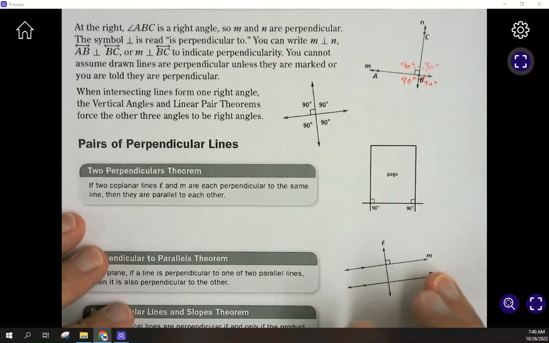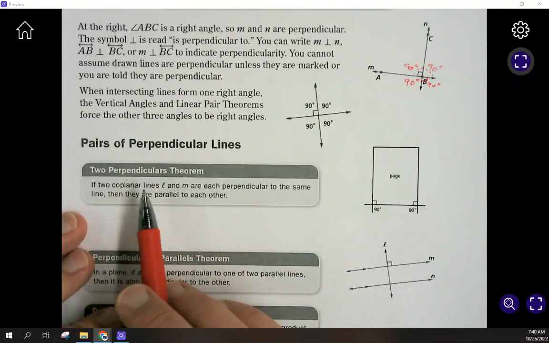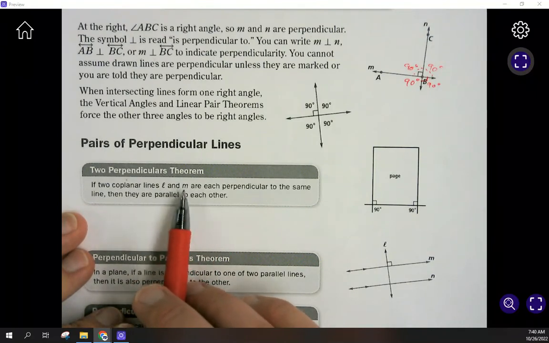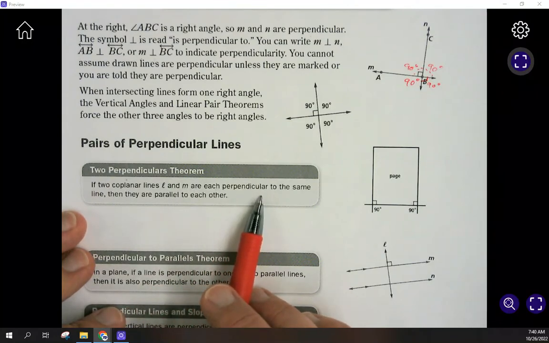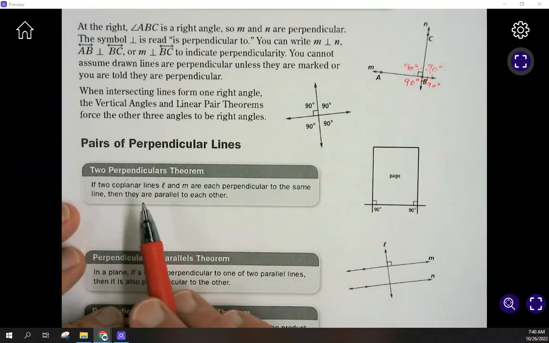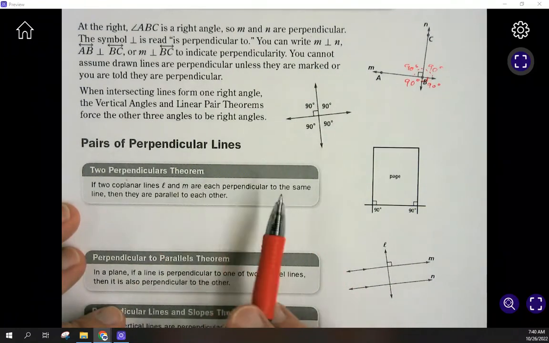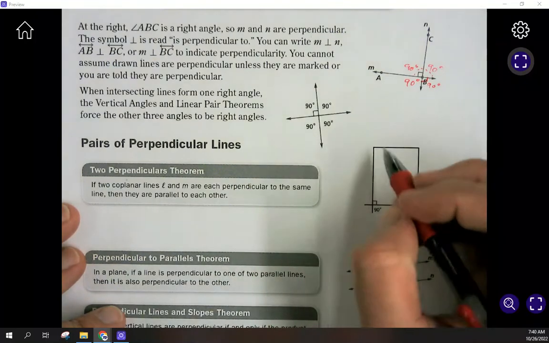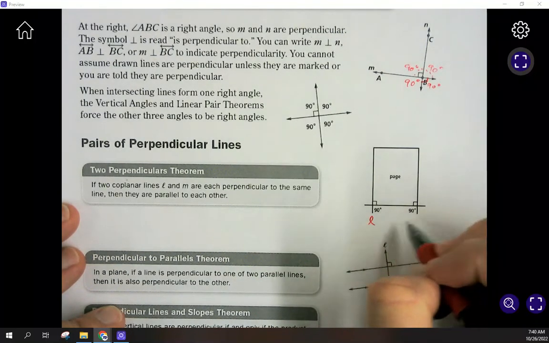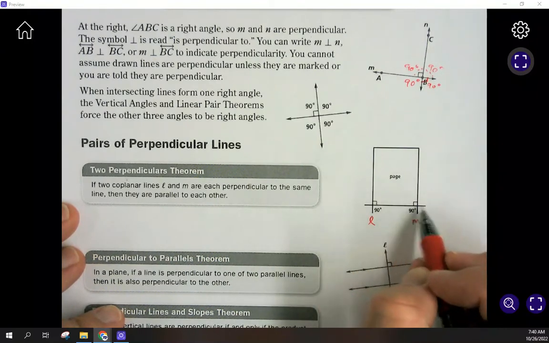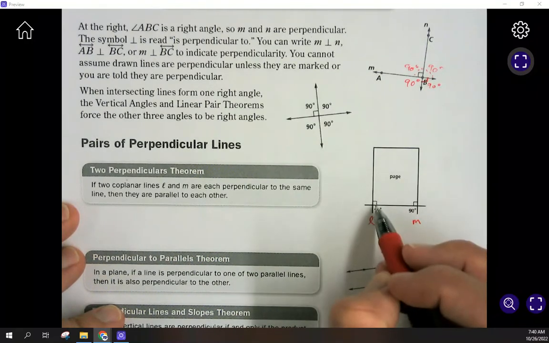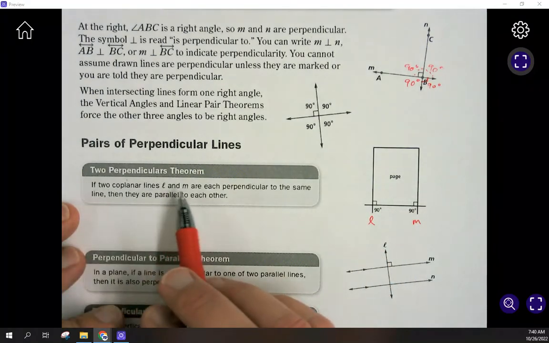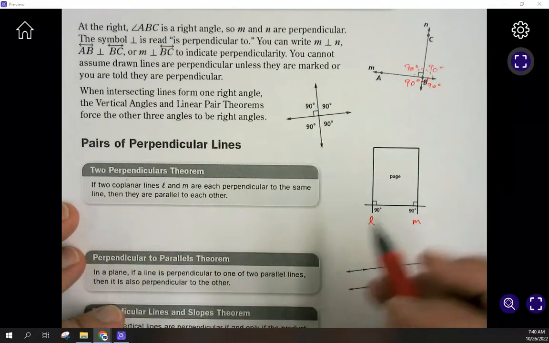Okay, a couple theorems here. The Two Perpendiculars Theorem says if we have two lines, this is just giving them a label, L and M, two lines are parallel if two lines are perpendicular to the same line, so a third line. So we have two lines, they're both perpendicular to another line, so it's going to be demonstrated here in the picture. Let's label. These are your two lines, L and M. We've got this third line, and both of these lines hit that third line at 90 degrees. So this is what they're talking about here. So if L and M are perpendicular to the same line, then they are parallel to each other.